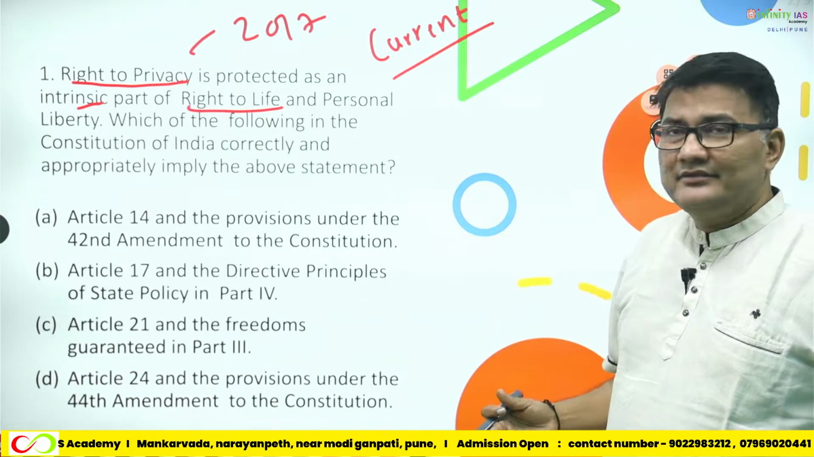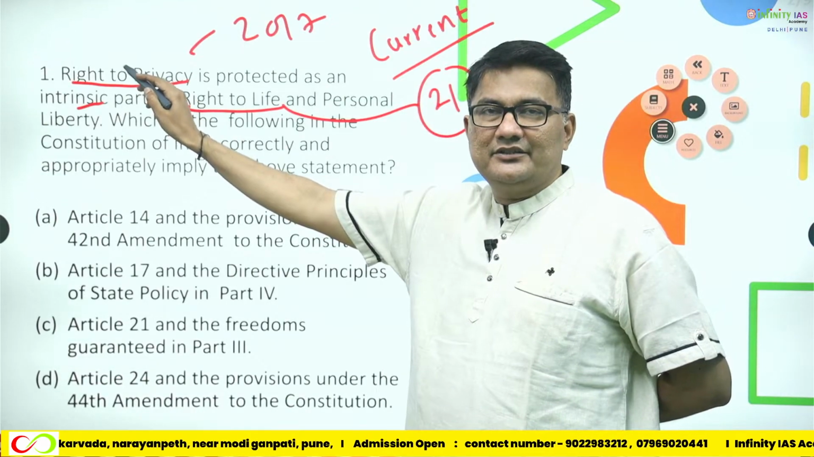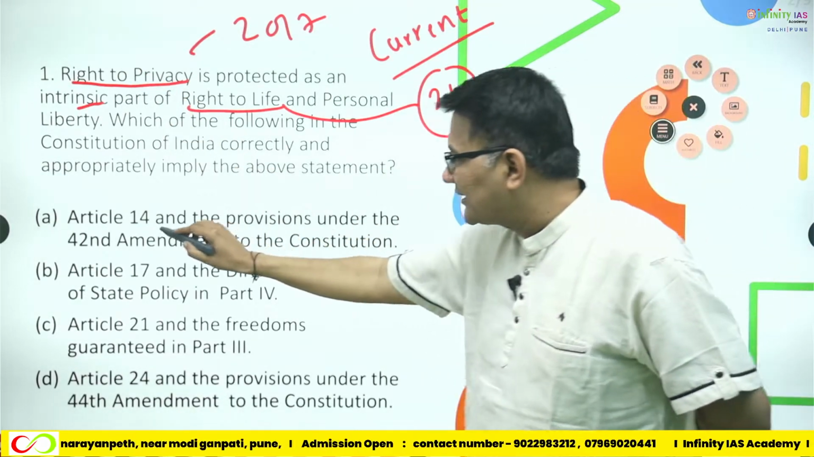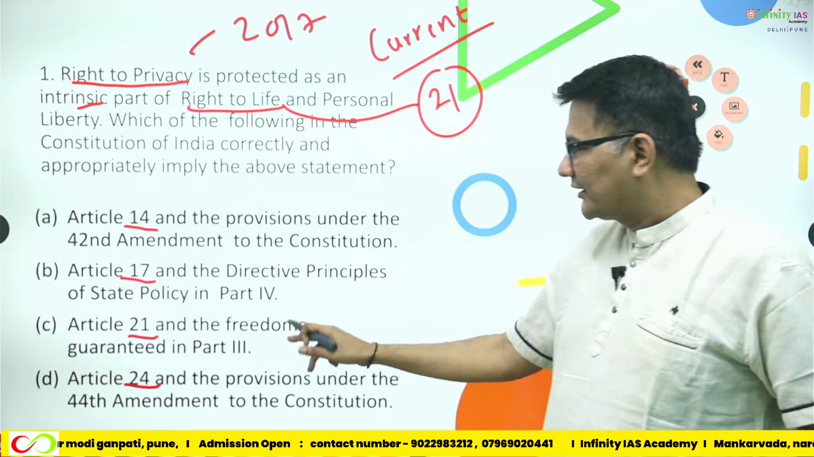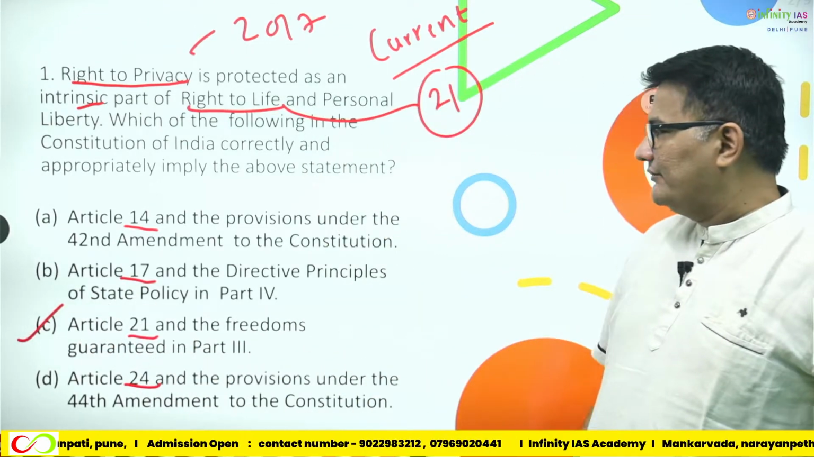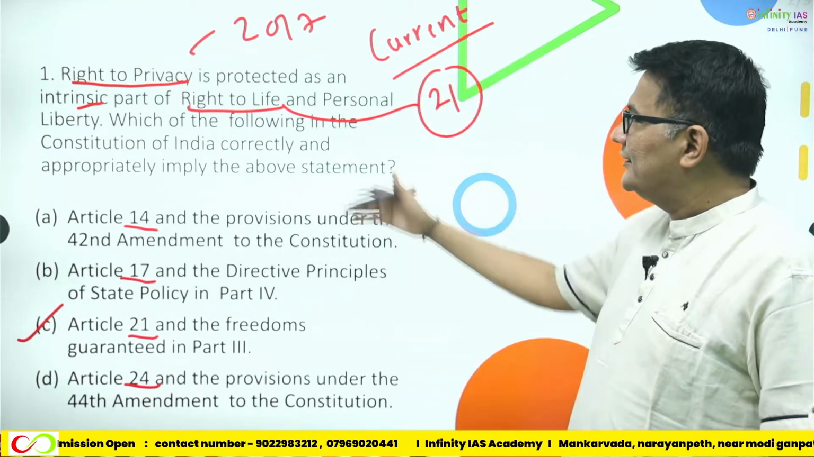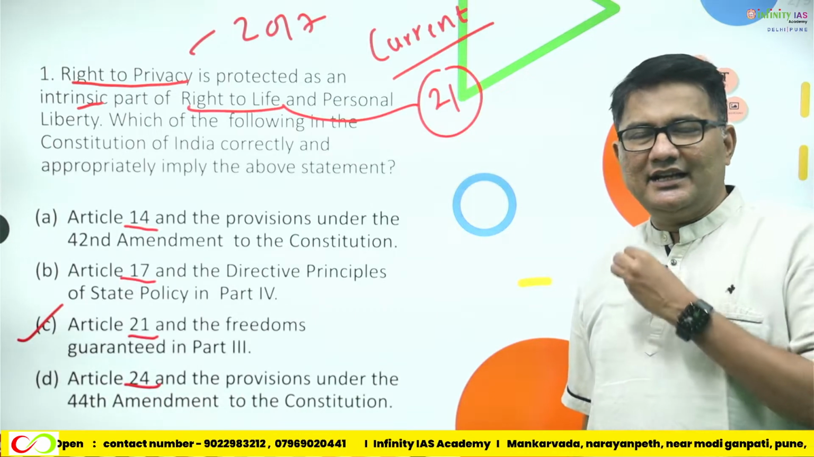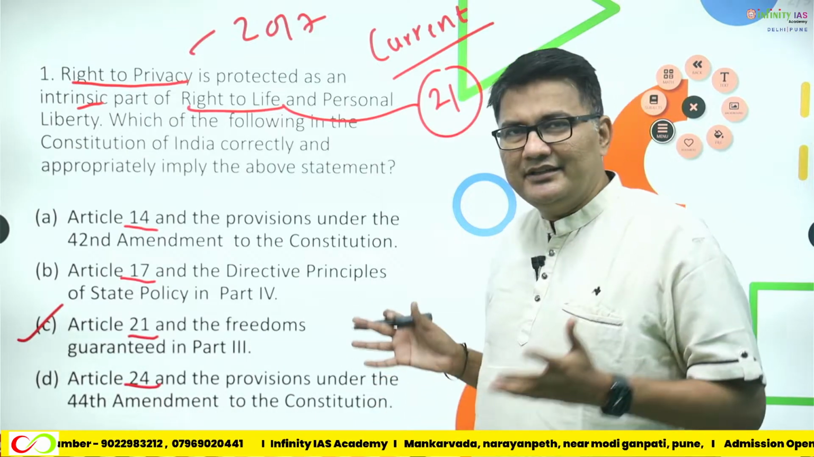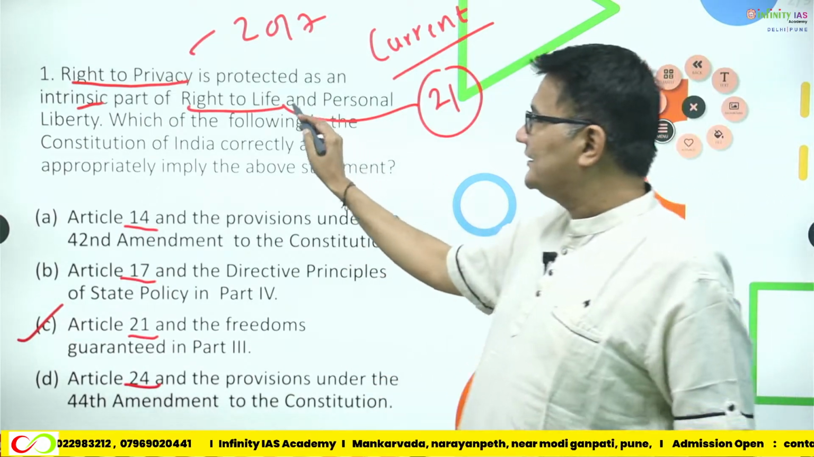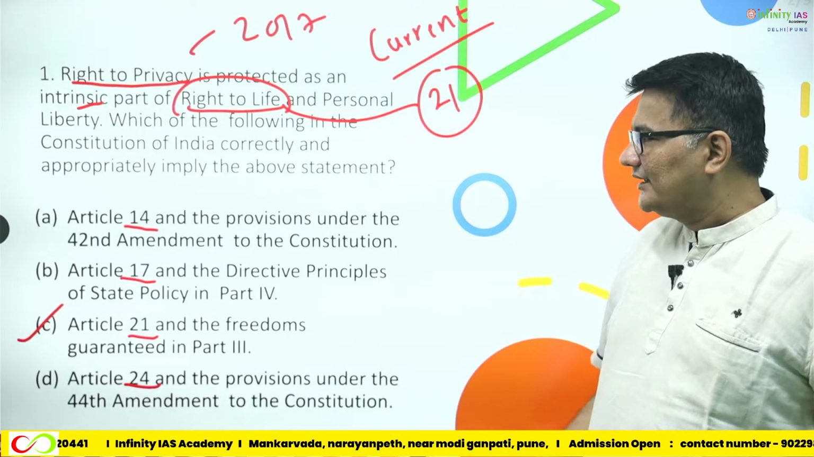So, right to life is under Article 21, and if right to privacy is intrinsic under right to life, then obviously the correct answer has to be 21. So if you observe, the correct answer will be C, Article 21 and the freedoms guaranteed in Part 3. The question was very simple, but the language was a little bit twisted, else it was as simple as the question: right to privacy is discussed under which article? It is Article 21 of the Indian Constitution, because they themselves have answered that it is a part of right to life, and everyone knows that right to life falls under Article 21. So the correct answer will be C.